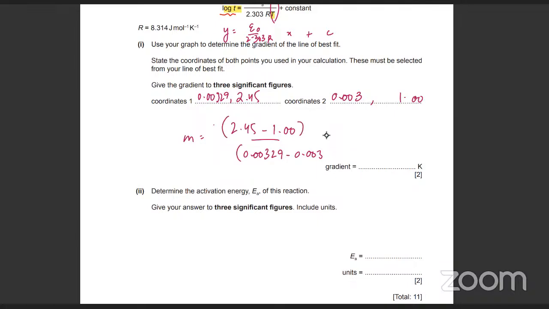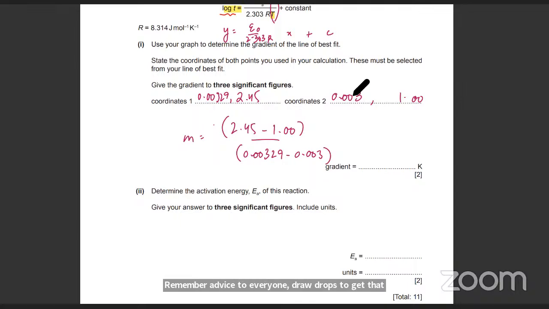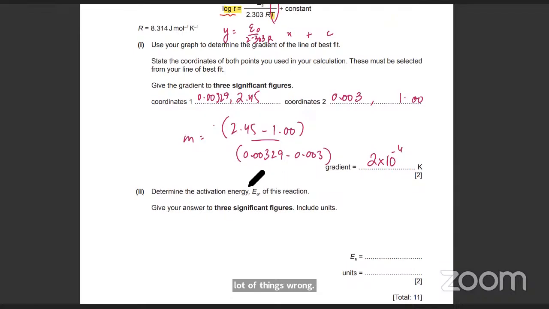So remember, advice to everyone, draw graphs. Okay? The biggest mistakes that you have are usually in the graph. Because if you get the graph wrong, you get a lot of things wrong. I said it comes to 2 times 10 power minus 4. So that's a gradient. And now determine the activation energy.